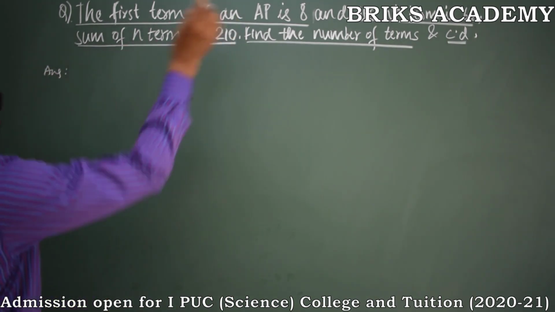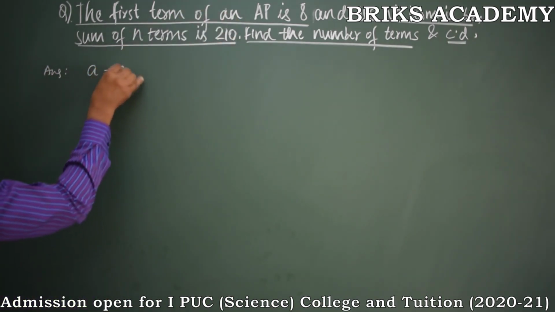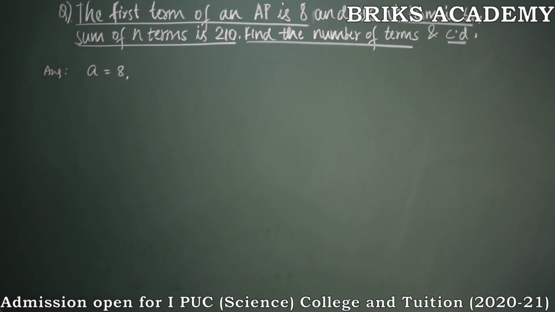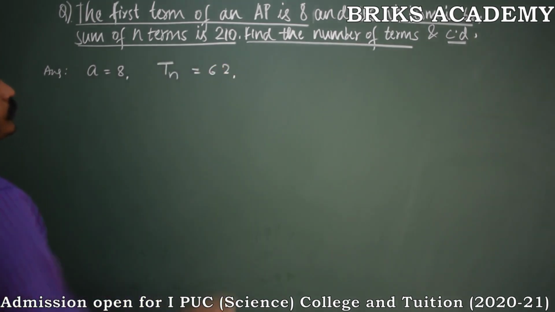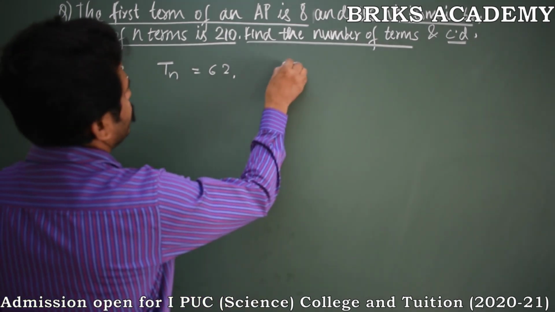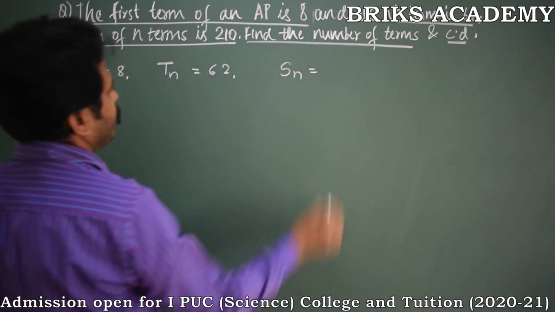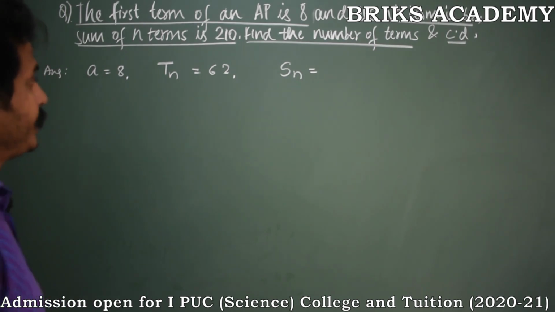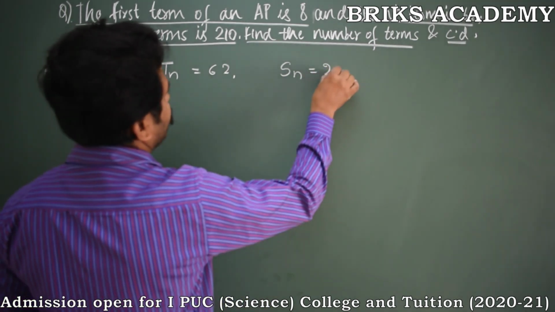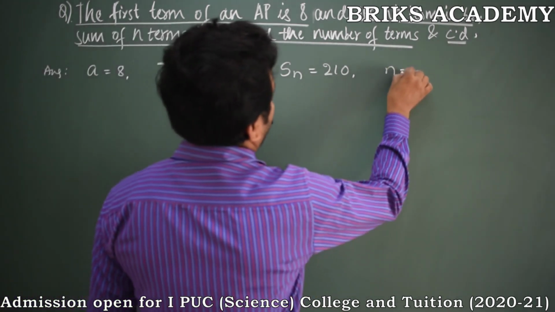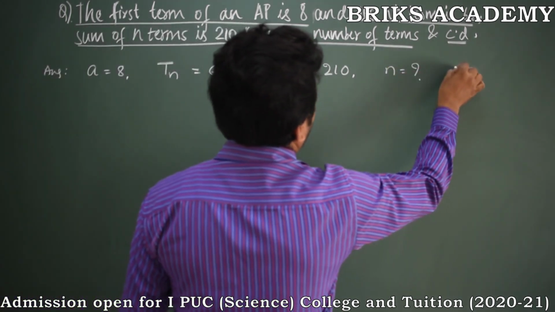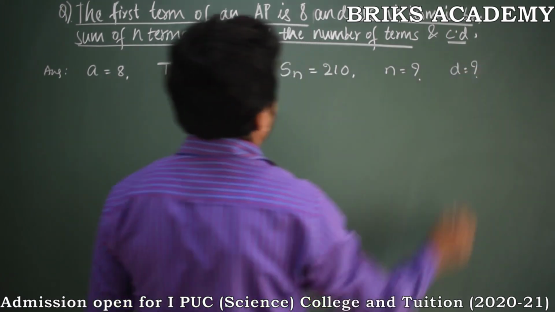The first term of an AP, that is a, is given. a is 8, and its nth term is 62. The sum of n terms, S for sum, n for number of terms, is 210. That is also given. They ask you to find n and the common difference d.